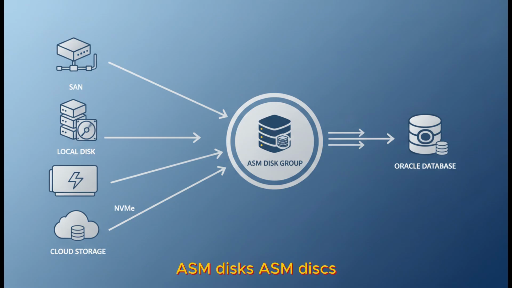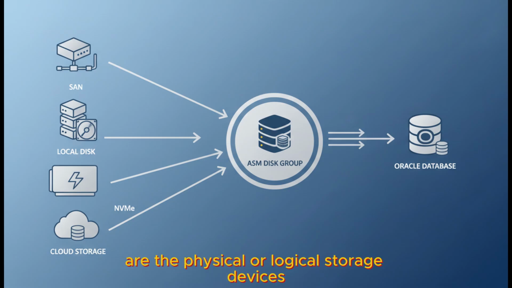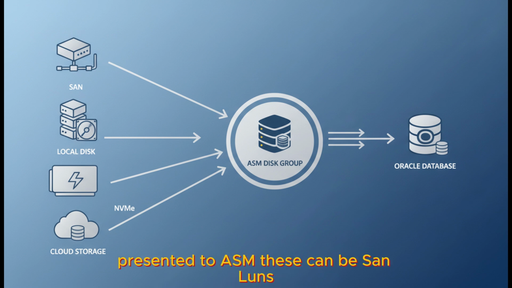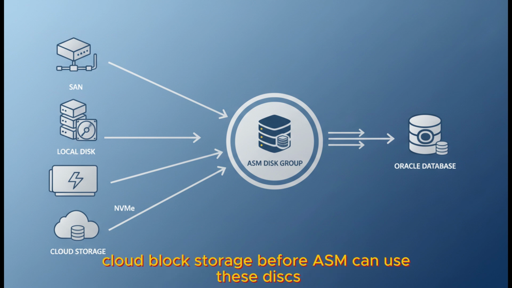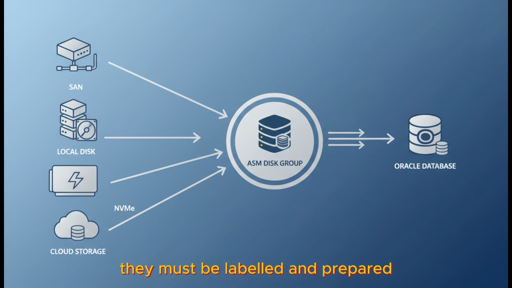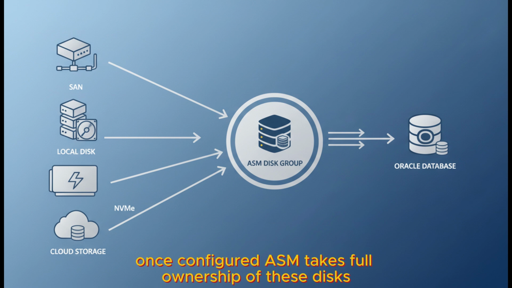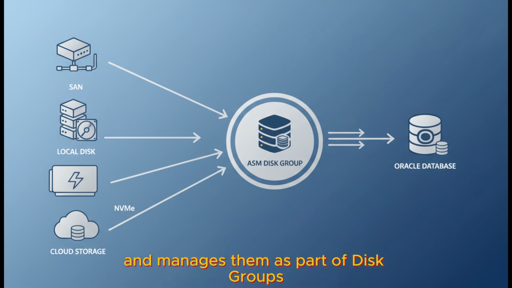ASM disks. ASM disks are the physical or logical storage devices presented to ASM. These can be SAN LUNs, local disks, NVMe devices, or cloud block storage. Before ASM can use these disks, they must be labeled and prepared, typically using ASMlib or UDEV. Once configured, ASM takes full ownership of these disks and manages them as part of disk groups.